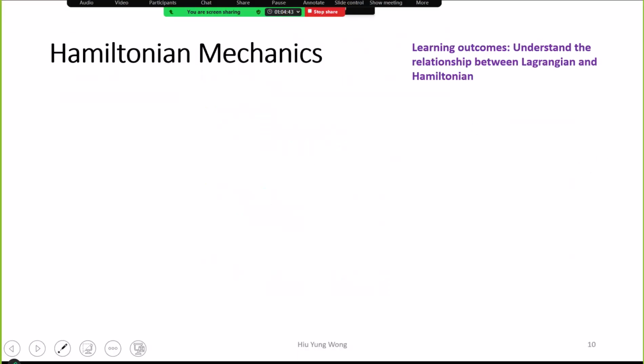Then we can do the quantization right away. And that's why we want to do that. So Hamiltonian mechanics is very similar to Lagrangian mechanics.